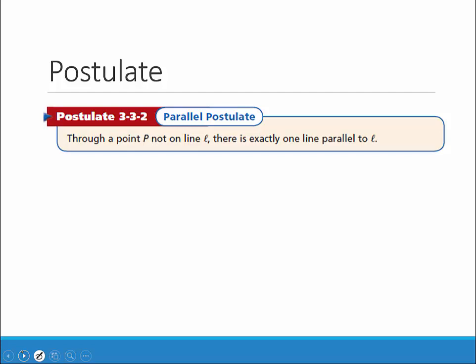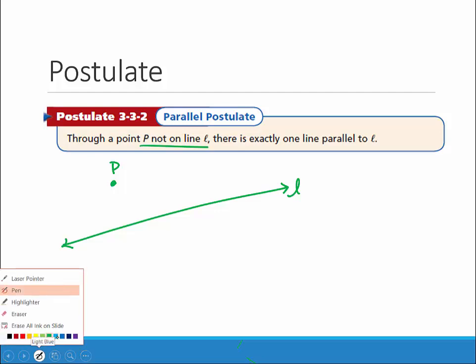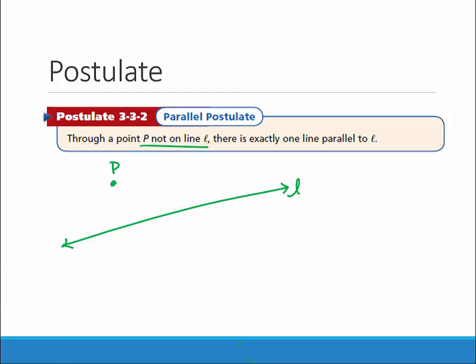So another postulate to remember: through a point P, not on line L, there is exactly one line parallel to L. So we have a point P out in space. It can be anywhere in space. And then we have a line L. And it says that P cannot be on L, so P has just got to be somewhere in space. There is exactly one line out there that we can make that's parallel to L.